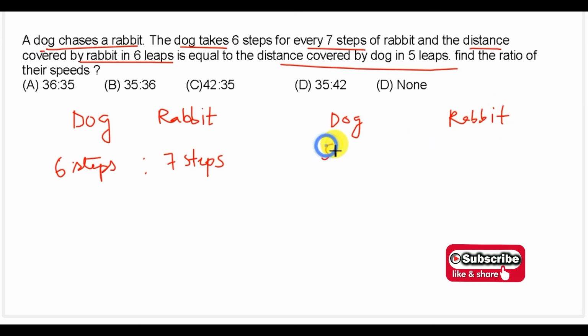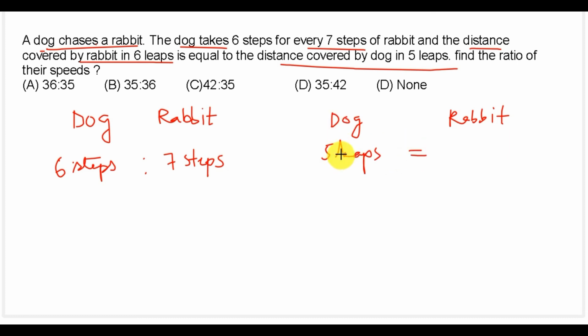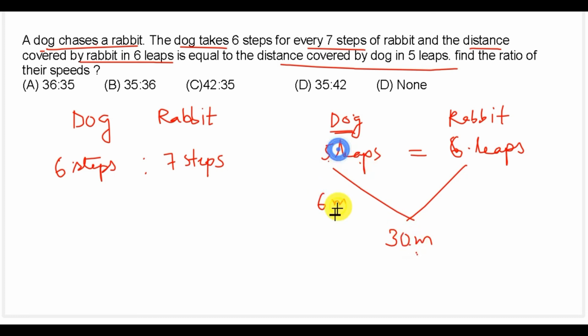Here 5 leaps. 5 leaps of dog is equivalent with how much? Equivalent with 6 leaps of rabbit, right? So what I'm suggesting is that let's take the total distance as, let's say, 30 meter. If you take the distance as 30 meter, so 5 leaps of dog cover how much distance? 30 meters. So in one leap how much? 6 meter, right? 30 divided by 5, 6.